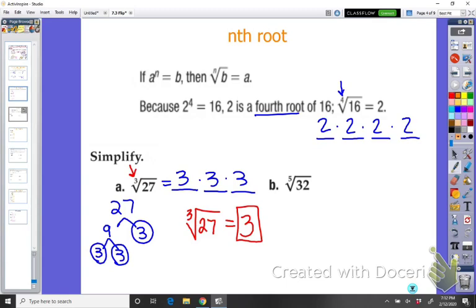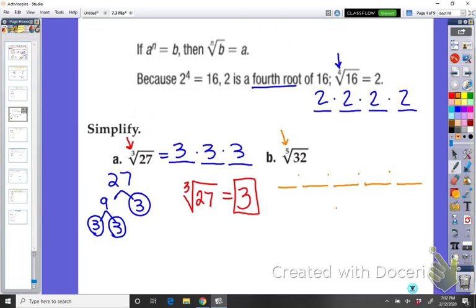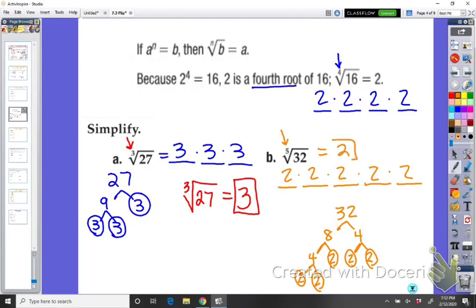Now on letter B, I want the fifth root. So I need a number times itself 5 times in a row that's going to be 32. So you can think of a number or break it down into a factor tree. So 32, let's see, 8 times 4. 4 is 2 times 2. And this is 2 times 4. And this is 2 times 2. So I have 2 times 2 times 2 times 2 times 2. I have a group of 5 2's. So the fifth root of 32 is equal to 2.